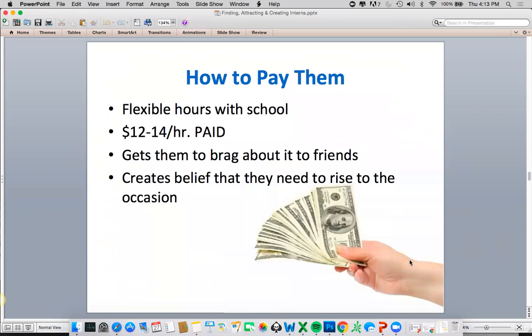And he said, "You know what? I actually don't believe in that. What I'm going to do is I'm going to pay you." And at the time, he was willing to pay me $14 an hour. And most of my friends were getting like $8, $9, $10 an hour. So I was making way more than my friends in comparison.